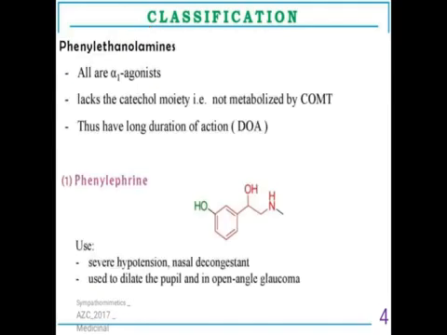So first, phenylethylamine. All the phenylethylamines are alpha agonists. They generally lack the catechol moiety, that is, they are not metabolized by catechol-O-methyltransferase. When both the hydroxy groups are present, they undergo metabolism by catechol-O-methyltransferase. But due to the absence of this, they only act as alpha-1 agonists and are not metabolized by catechol-O-methyltransferase. Hence, they have an increased duration of activity as compared to drugs having the catechol nucleus. An example of a drug is phenylephrine.